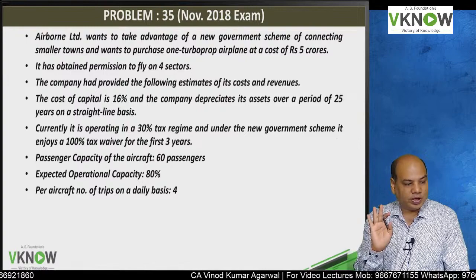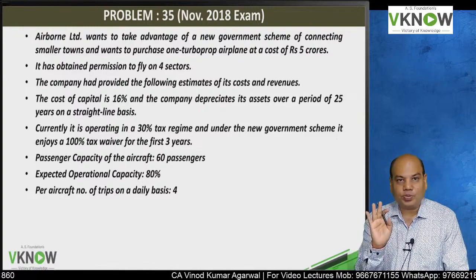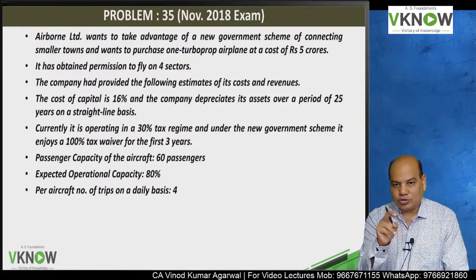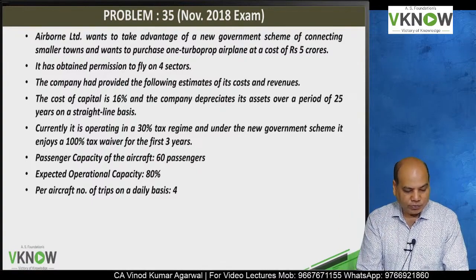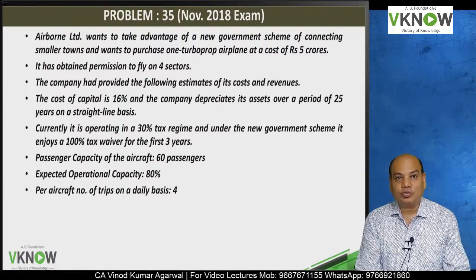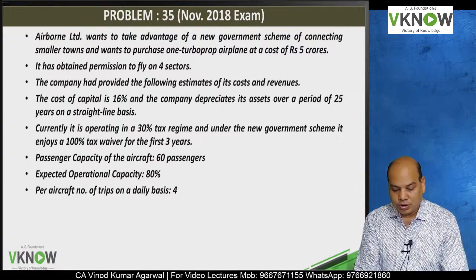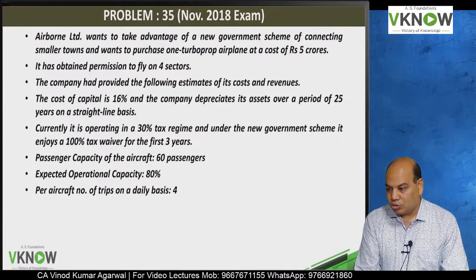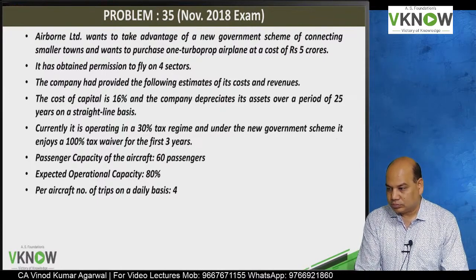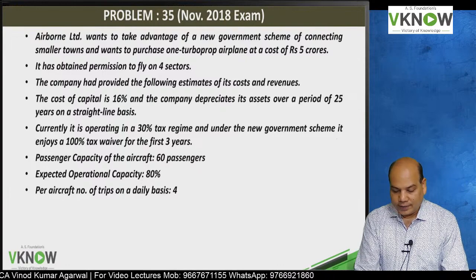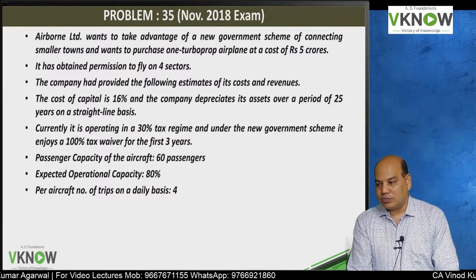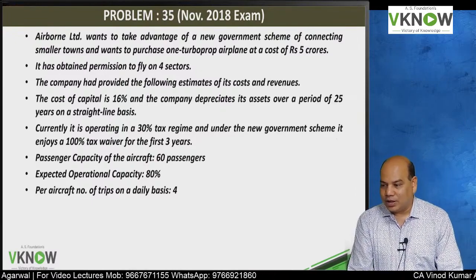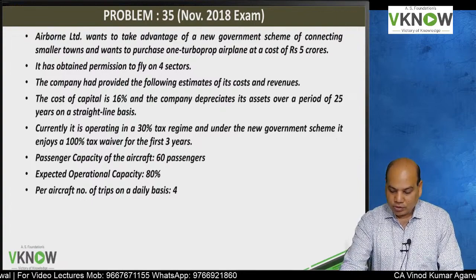Have you kept 4 pages blank for homework? First you keep 4 pages blank. 1, 2, 3, 4 pages blank. Now write down question 35 so that you are reminded that you have to do homework. Question 35. Airborne Limited wants to take advantage of a new government scheme of connecting smaller towns and wants to purchase one turboprop airplane at a cost of 5 crore.